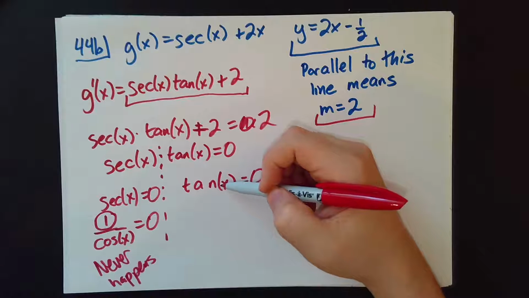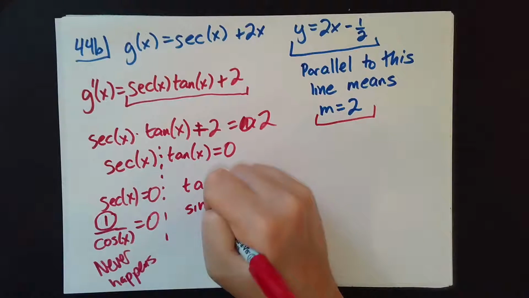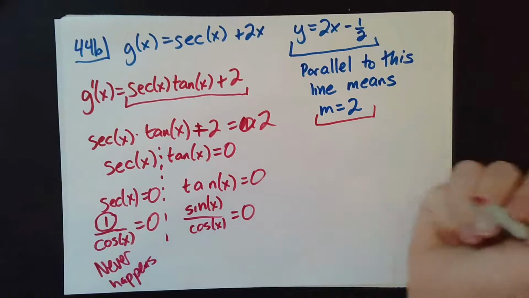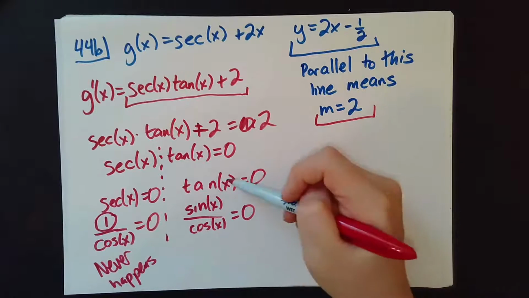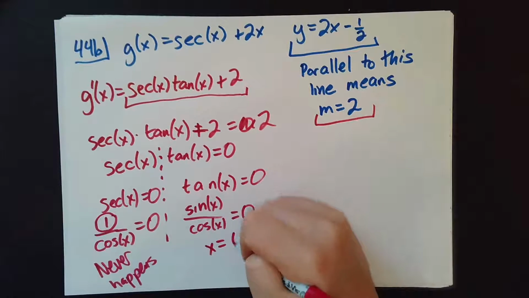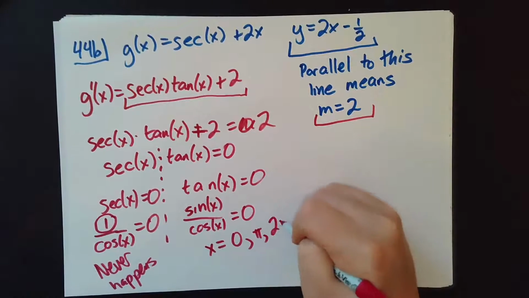Flipping over to this side, tangent of x is sine of x over cosine of x. So tangent of x is 0 where sine of x is 0. And where sine of x is 0, in between 0 and 2 pi, it would be 0, pi, and 2 pi.